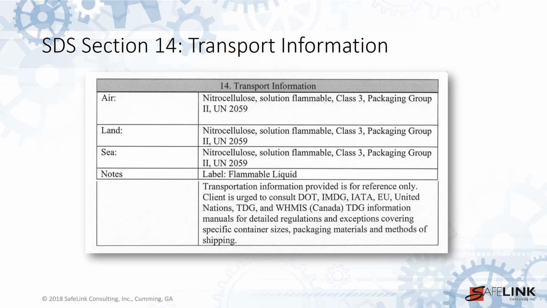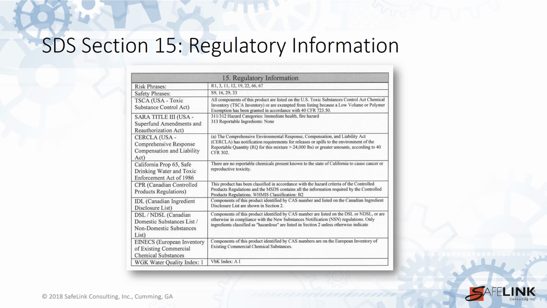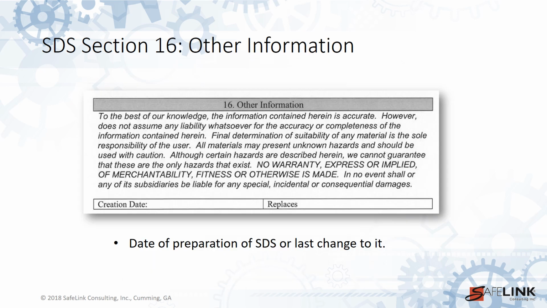Section 14 is on transport information. It can include how the chemical can be transported, such as by air, land, or sea. Section 15 is regulatory information. It covers both domestic and global safety, health, and environmental regulations specific to the product. Section 16 contains other information and includes the date of preparation of the SDS or the last change to it.